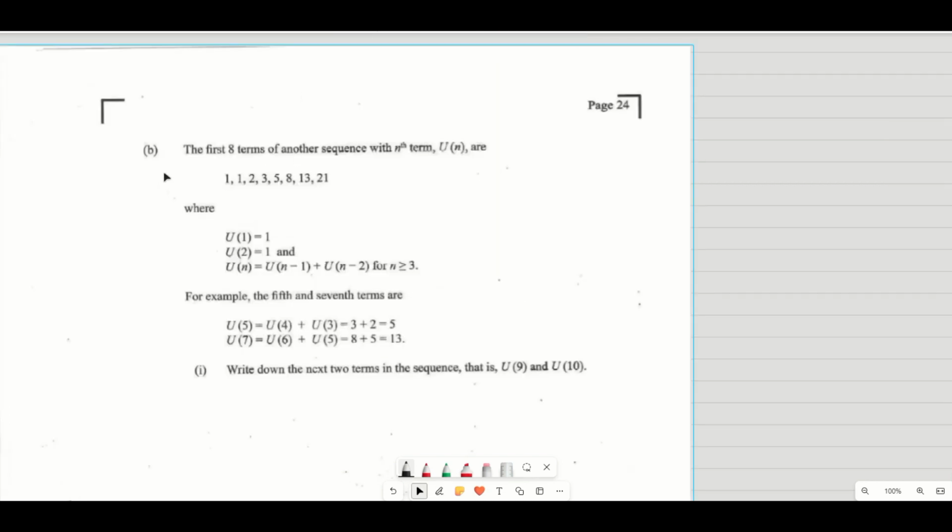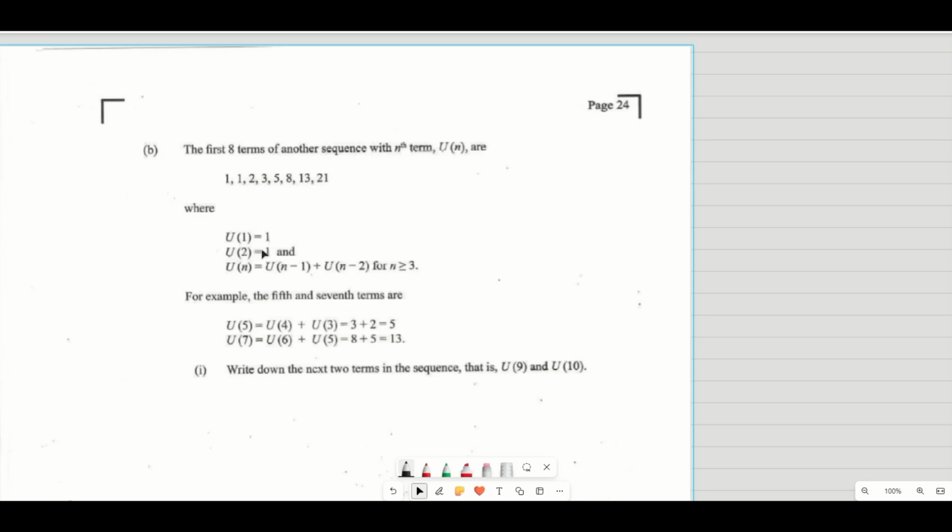So this is the second part, or part B, in question 7. They said the first 8 terms of a sequence with nth term un are 1, 1, 2, 3, 5, 8, 13, 21, where u1 is equal to 1. The second term is equal to 1.